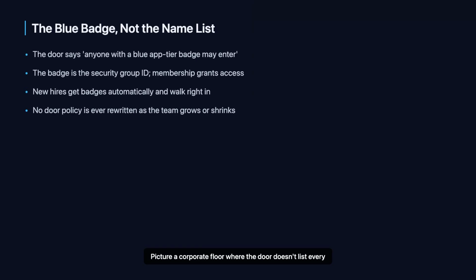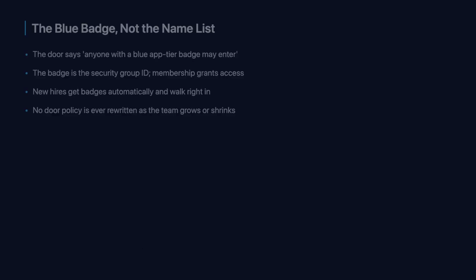Picture a corporate floor where the door doesn't list every employee's name. Instead, it just says, anyone with a blue app tier badge may enter. That blue badge is the security group ID, and holding it is what grants access. When new hires join the app team, they're handed a badge automatically and walk right in. Nobody edits the door policy. When people leave, they lose the badge and lose access. The policy never changes even as the team grows or shrinks. That's why referencing scales effortlessly and IP lists don't.